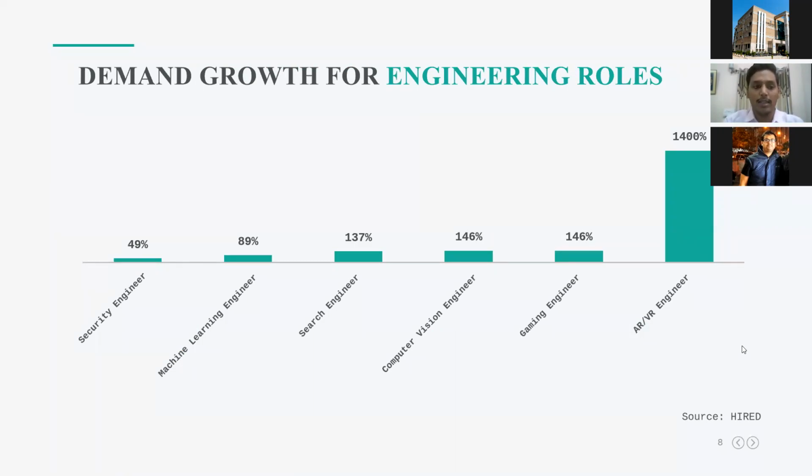Another thing that says this technology is now at an inflection point and is no more a joke is data provided by a big company known as Hiring, which provides yearly data about engineering roles. As we can see here, software security engineering growth was 49%, computer vision engineering growth was 146%, but AR VR engineering growth was 1400%. That is a big number, my friends, right?